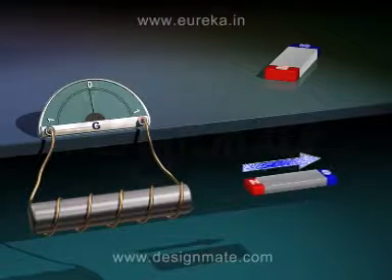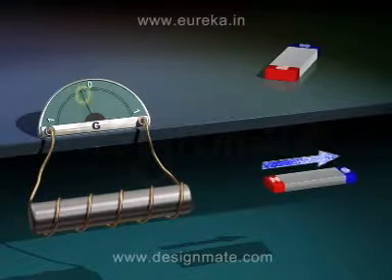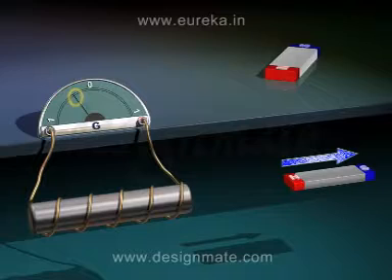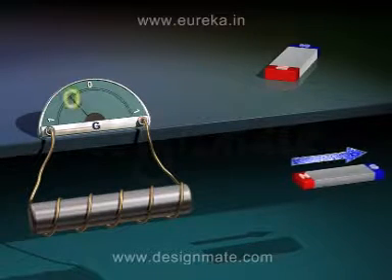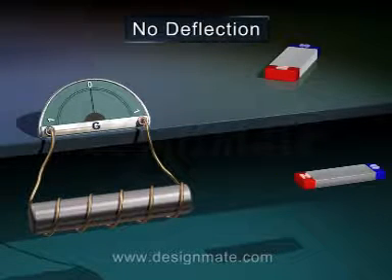Next, take the magnet away from the coil. Again we can see the deflection in the galvanometer, but now in the opposite direction. Again, when the magnet is made stationary, the galvanometer shows no deflection.